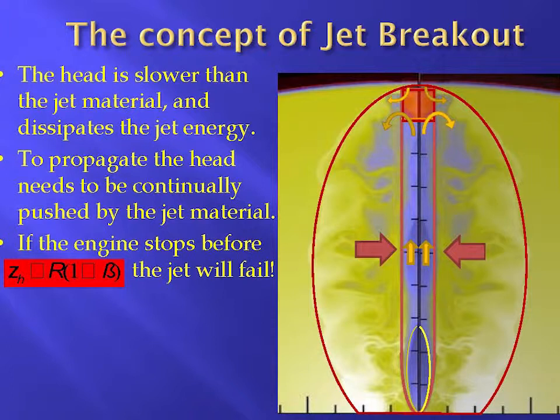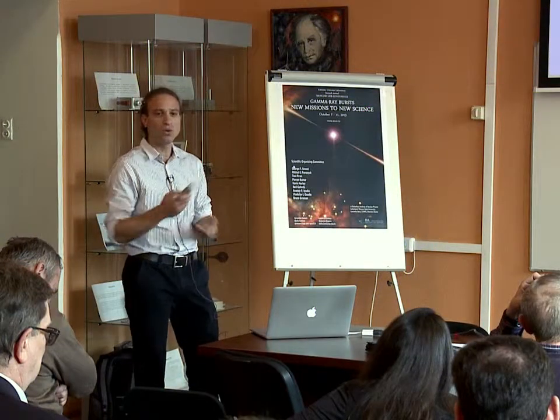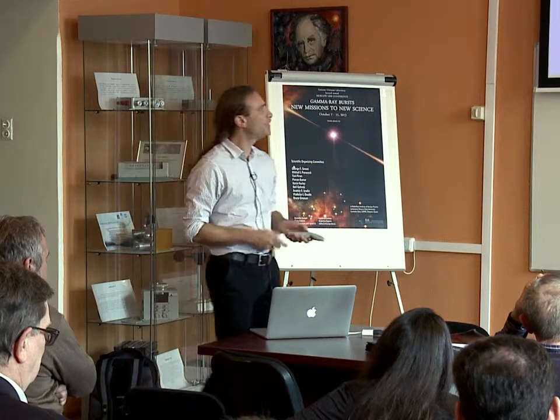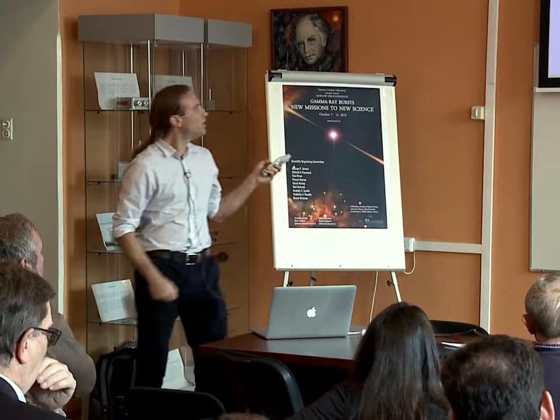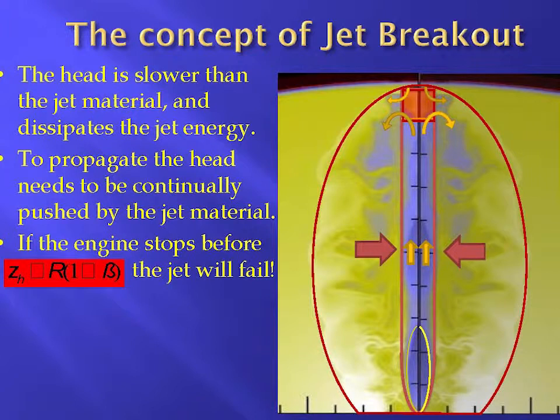Now, in order to propagate, this head needs to be continuously pushed by the jet material from below to provide it the inertia, the energy that it needs in order to propagate. This means that if the engine stops before an altitude which is the radius of the star times 1 minus beta, the jet will fail. Why is this 1 minus beta parameter here? Because from the time that the engine stops until the head feels it, you need to account for the motion, at the speed of light, of the material from the foot of the jet. It takes time from when the engine actually stops until all this funnel is evacuated.